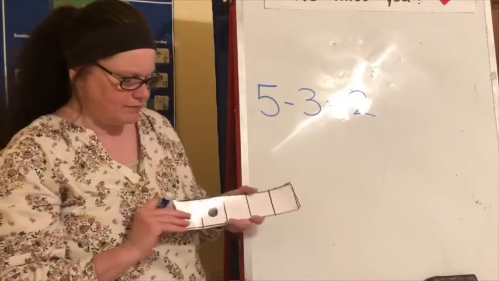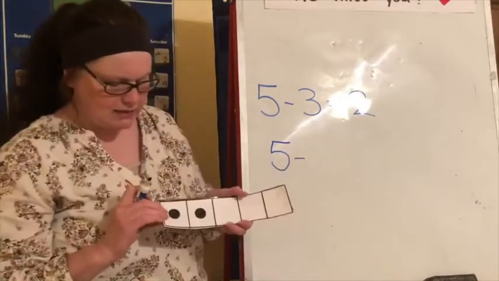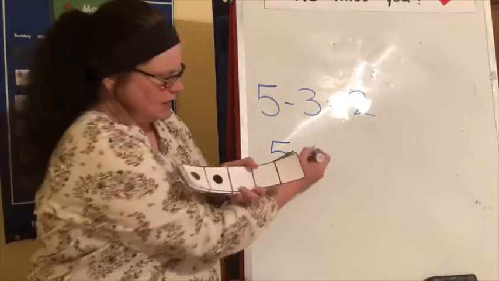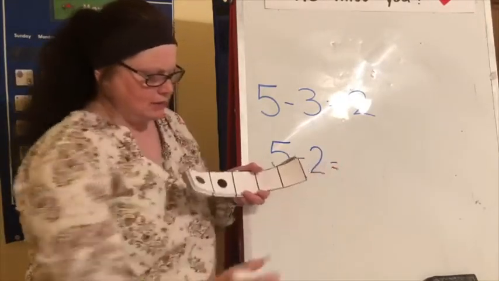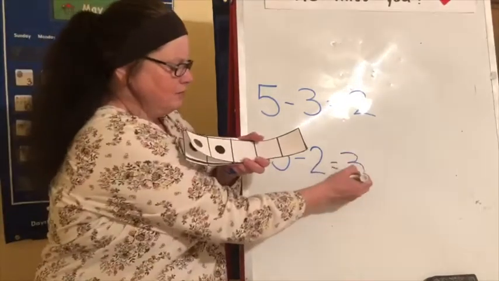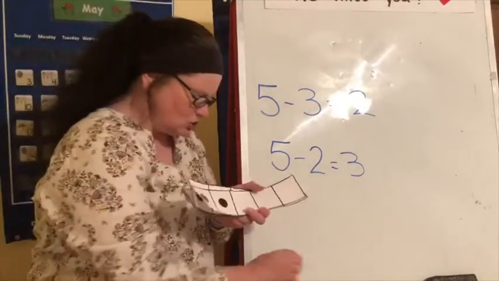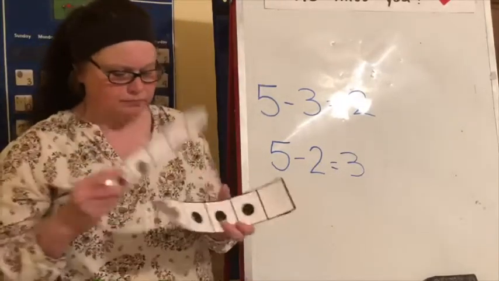I always know I have 5 empty spots or 5 spaces minus the dots. I have minus 2 dots equals how many spaces? 1, 2, 3. 5 minus 2 equals 3. Good. Now let's try the next one.